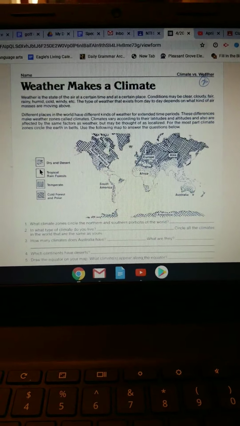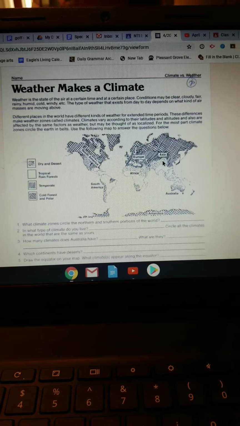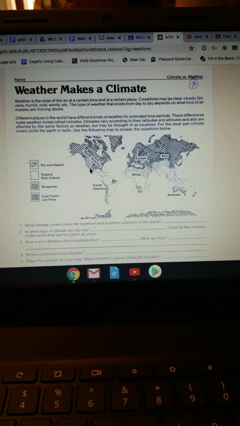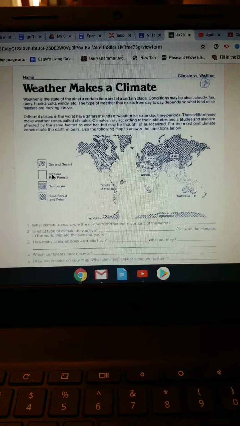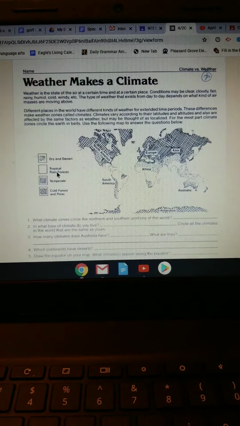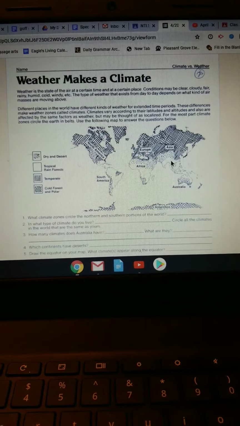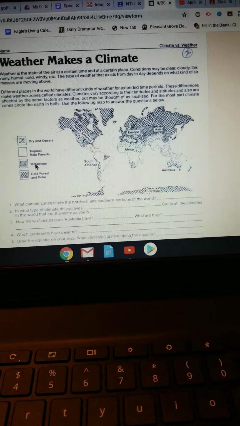So if you look, it looks like we've got some dots right here. Those are dry and desert. So I see the dots here in Africa, here below Asia, down in Australia, over here in the western part of the United States. Then we've got just an empty square, and it says tropical rainforest. And I see that in South America, in Africa, and then down here below where the dry and the desert was over here. Then it's got some lines that go horizontal, and that's the temperate.